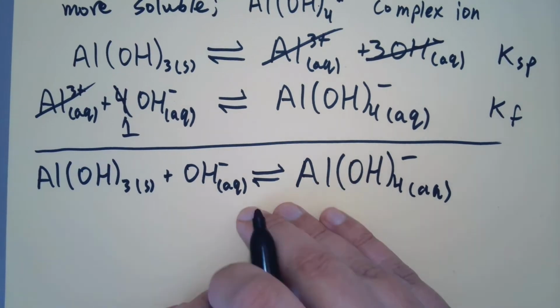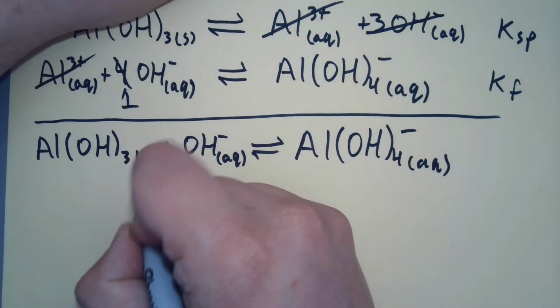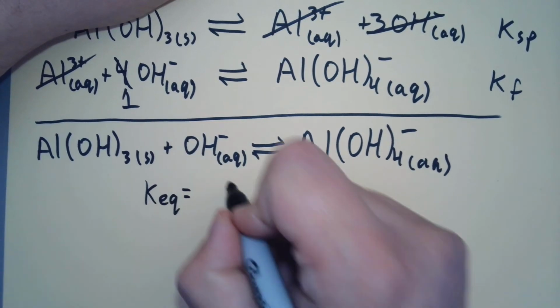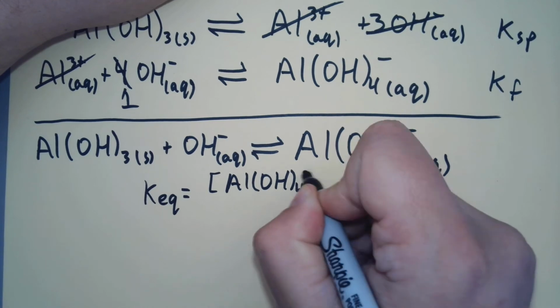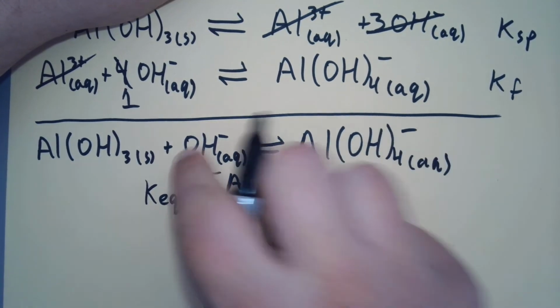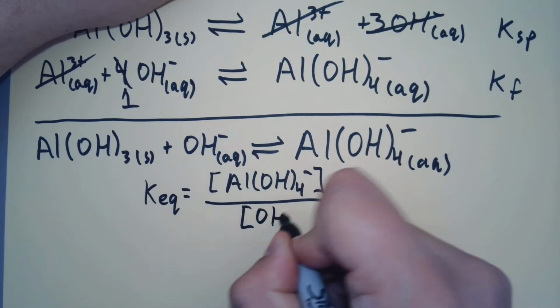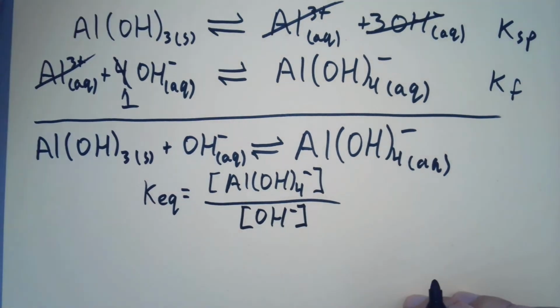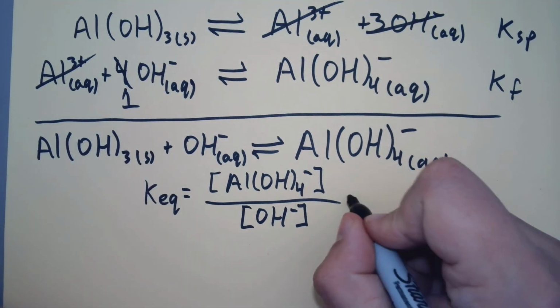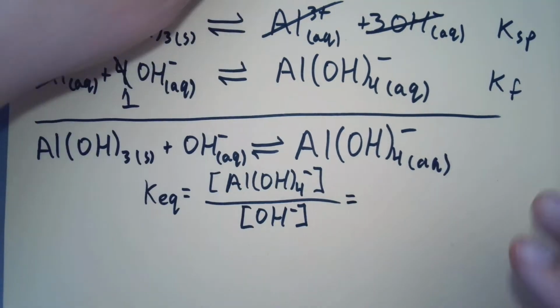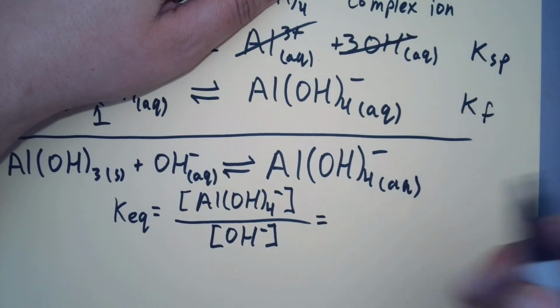Which, by the way, is an interesting expression. It'll be the concentration of the complex ion over the concentration of hydroxide. And so, those are the only 2 variables, right? It's not about the aluminum at all, which is interesting. But anyway, what does this equal numerically? It'll just be KSP times KF.